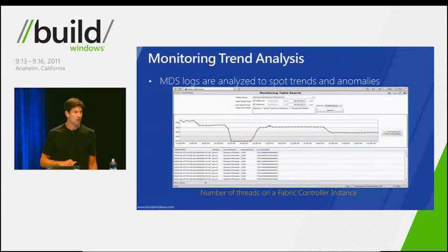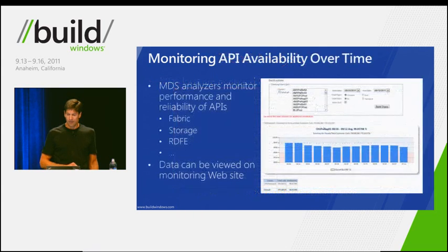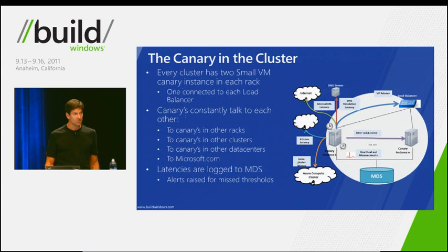This is the fabric's logs, looking at the number of threads on a fabric controller instance over time. And then we can look at API availability. So we're also monitoring the success or failure in the MDS logs of API requests against the fabric. And we also have something else called the canary in the cluster. Well, I call it the canary in the cluster.